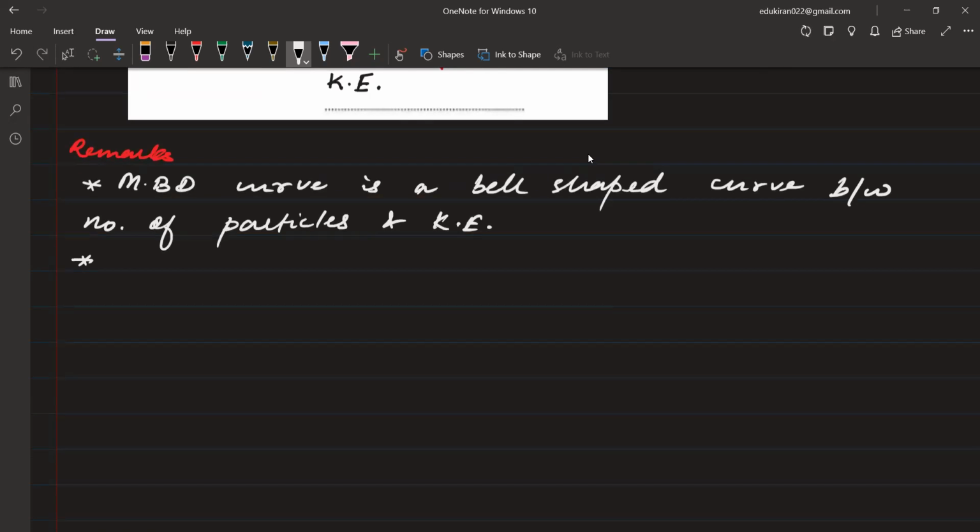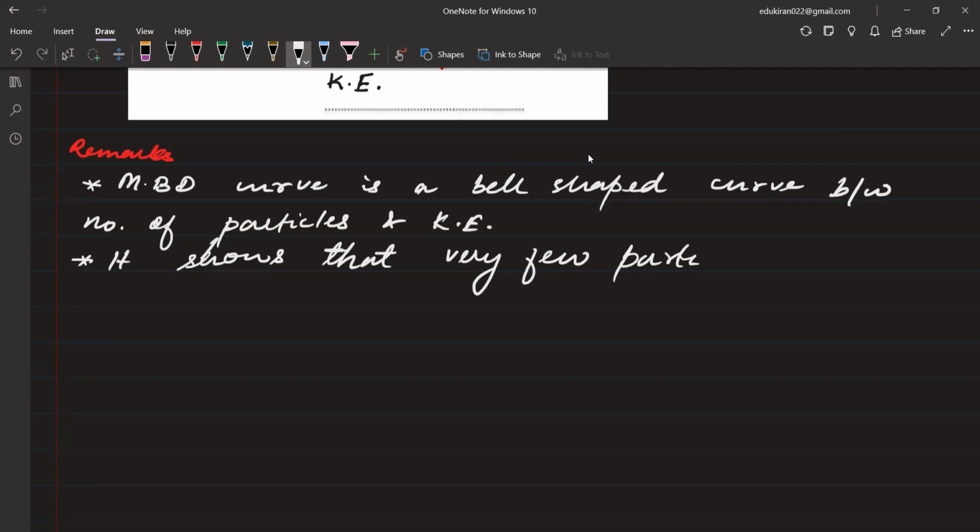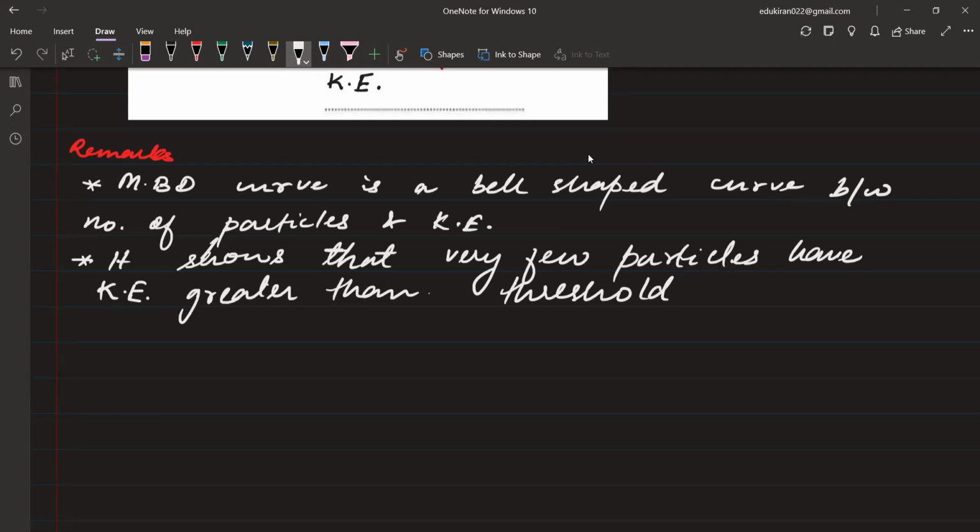Next, it shows that very few particles have kinetic energy greater than threshold energy.